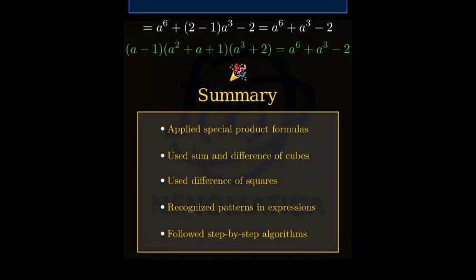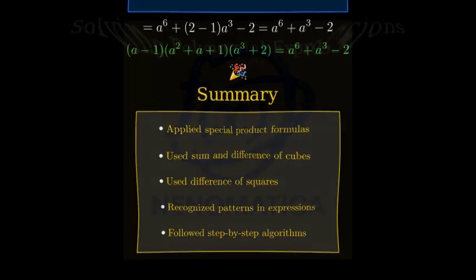For the first example, we found that a minus b times a plus b times a squared minus ab plus b squared times a squared plus ab plus b squared equals a to the 6th minus b to the 6th. For the second example, we found that a minus 1 times a squared plus a plus 1 times a cubed plus 2 equals a to the 6th plus a cubed minus 2. Remember that recognizing patterns and knowing these special product formulas can save you a lot of time in algebraic simplification.